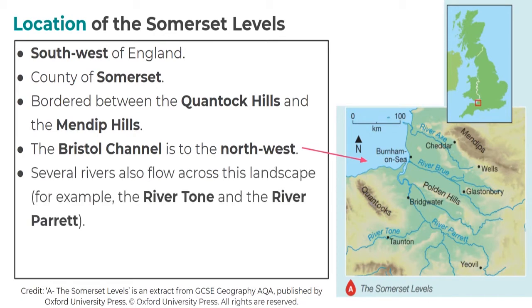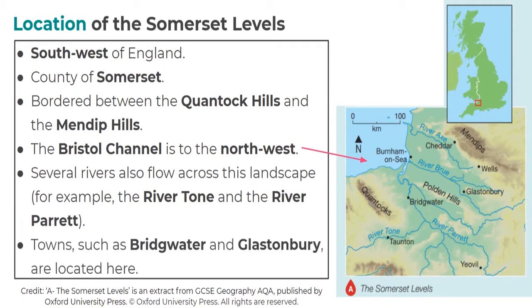There are several rivers that flow across this landscape, and you'll notice that in the bottom map on the screen. But two that we're going to be focusing on in particular throughout the two lessons linked to the Somerset Levels flooding are the River Tone and the River Parrett. But just notice how many rivers do flow across this landscape. And there are lots of towns within this area, such as Bridgwater and Glastonbury.